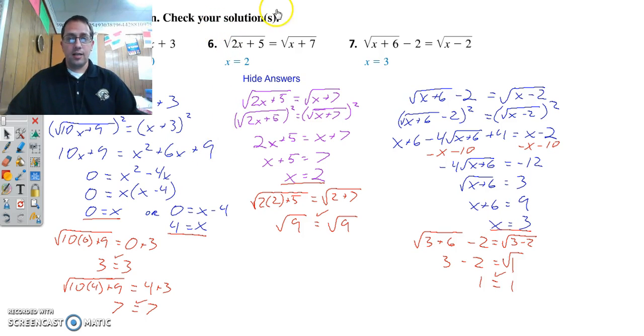All right. And so that is solving radical equations. Some of this can be kind of tricky, especially when you're FOILing these two together. You've got to be real careful with that. Always check your answers. A lot of them will have those extraneous solutions.